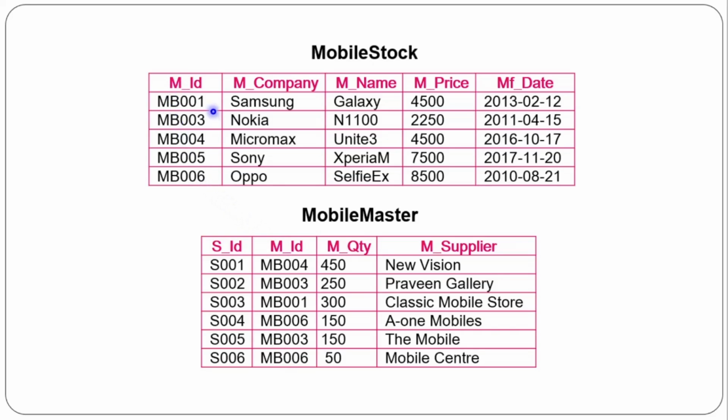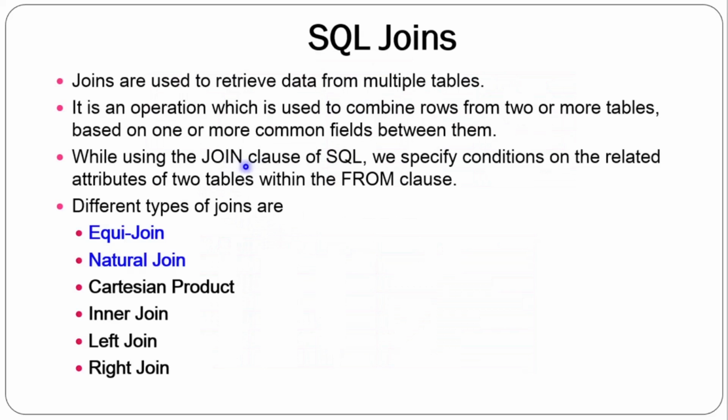This mobile stock table is the parent table and m_id is the primary key in this table. And m_id becomes the foreign key in the child table. So while joining two tables, we are joining by using the common fields, the primary key field and the foreign key field. While using the join clause of SQL, we specify conditions on related attributes of two tables within the from clause. Different types of joins are Equi-Join, natural join, Cartesian product, inner join, left join and right join.